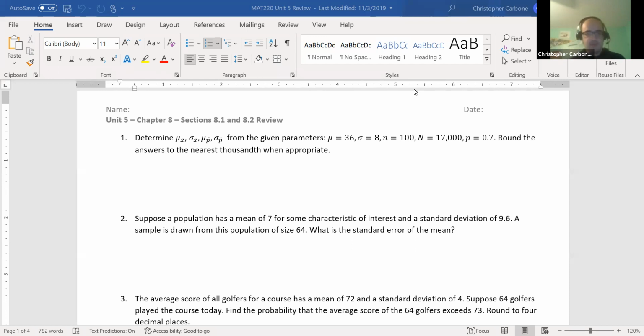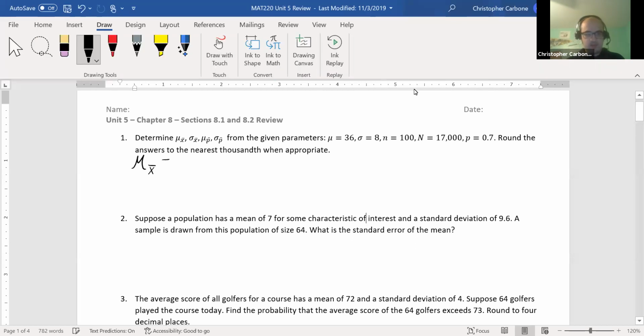So the mean of the sampling distribution of the sample mean, that should just be the population mean, so 36. The standard deviation of the sampling distribution of the sample mean will be the population standard deviation 8 divided by the square root of the sample size of 100. So that's 8/10, which both reduces and rounds to exactly 0.8.